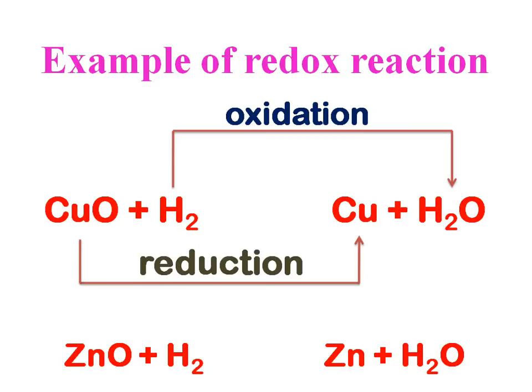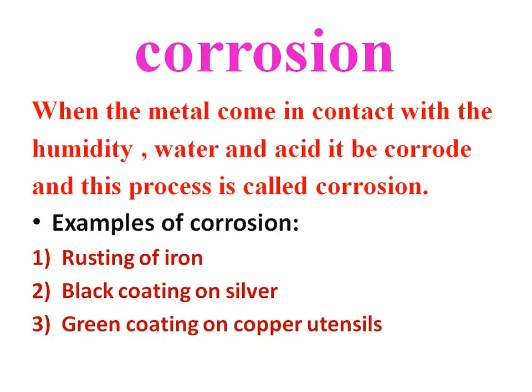Now these are the four main types of reactions. Now we are going to tell you about some more applications of reactions. There is a very important topic, corrosion. So what is corrosion? Corrosion is a type of reaction going on around us. For example, rusting of iron is a common example around us, and the black coating on silver utensils, and the green coating on copper utensils. So these are examples of corrosion.